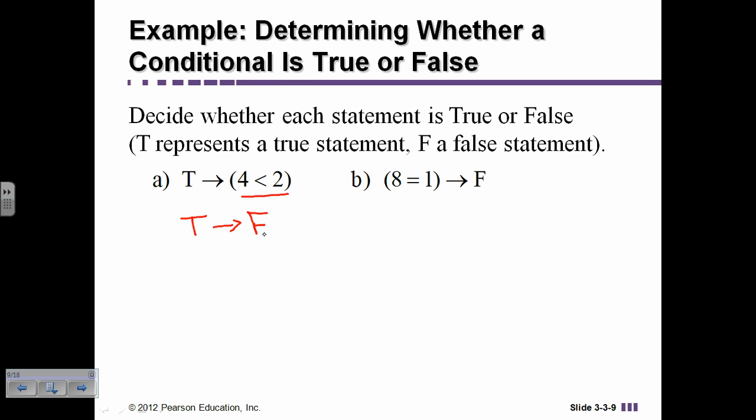Okay, so let's look at the other example. 8 is equal to 8 is a true statement. So I'm sorry. 8 is equal to 1 is a false statement. Let's see if I can do this right tonight. False implies false is a true statement, and so the result of this problem would be true. So the result of our first problem is false, and the result of our second problem is true.